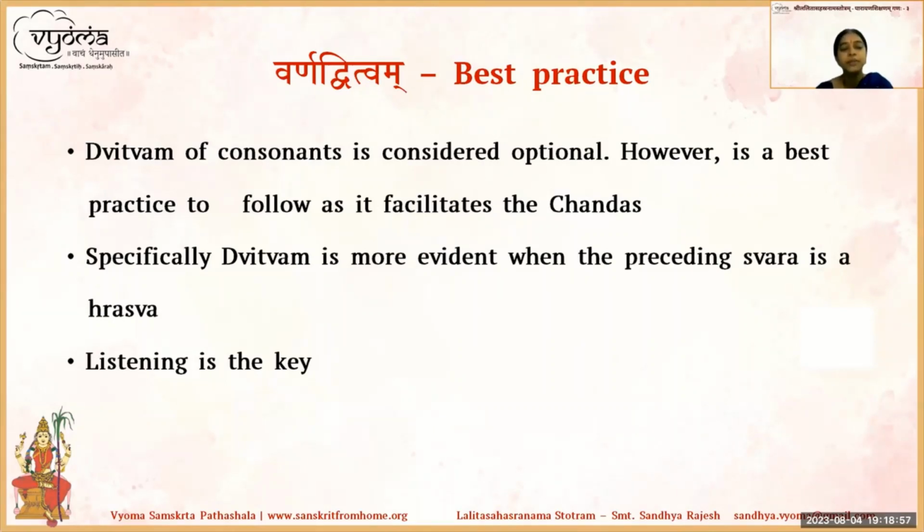Theoretically, Varnadvitvam is not mandatory. It is considered optional. However, it is a best practice to follow as it facilitates the chandas, the meter followed in the shloka. Specifically, when the preceding swara is a hrasva, like a, e, then it is more evident.